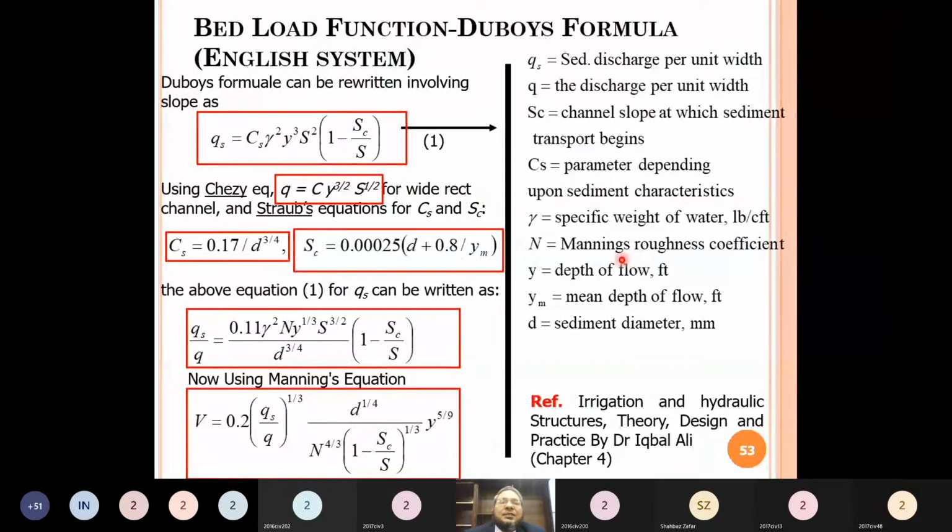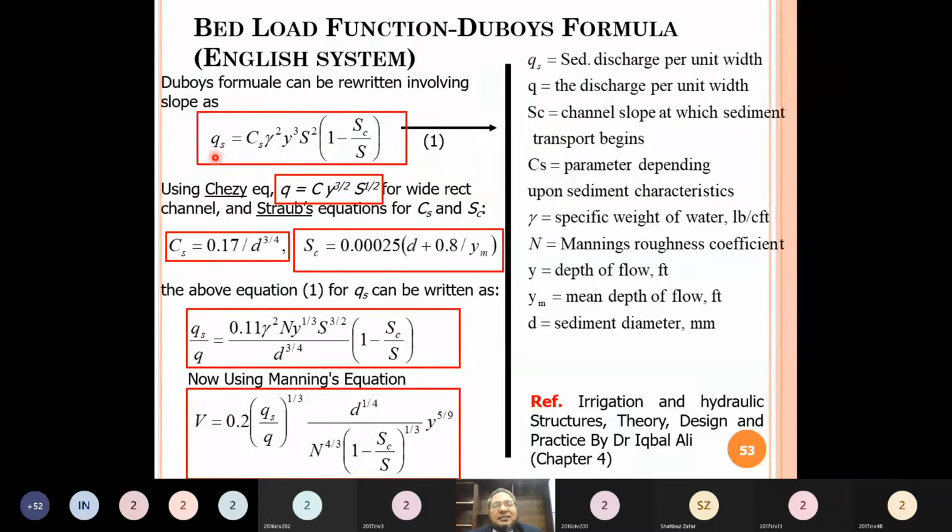Now we want to discuss the bed load formula given by Dubai. So the Dubai formula is this one, which is given in equation number 1. So qs, what is qs? This is the bed load transport rate per unit width of the channel. I think you remember small q, which we studied in hydraulic engineering. What is small q? Discharge per unit width. Very good. Specific discharge, discharge per unit width.